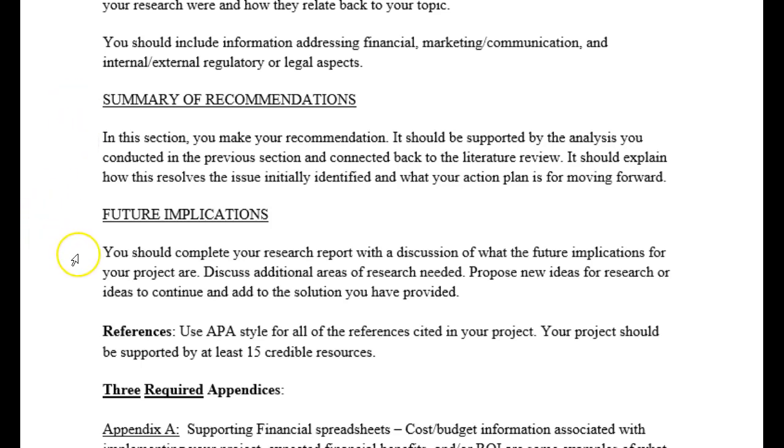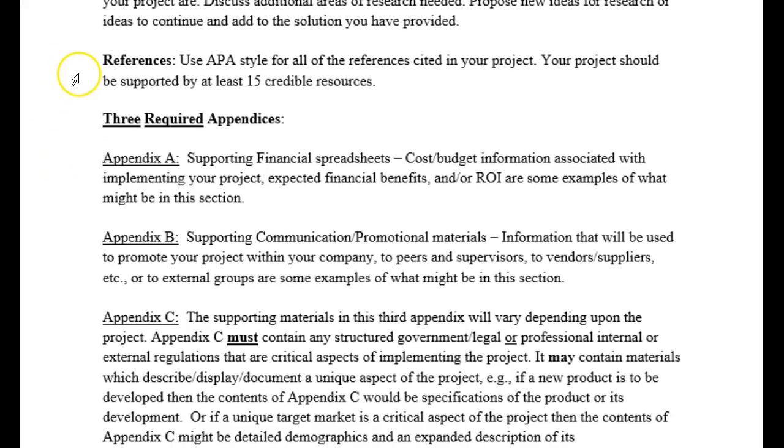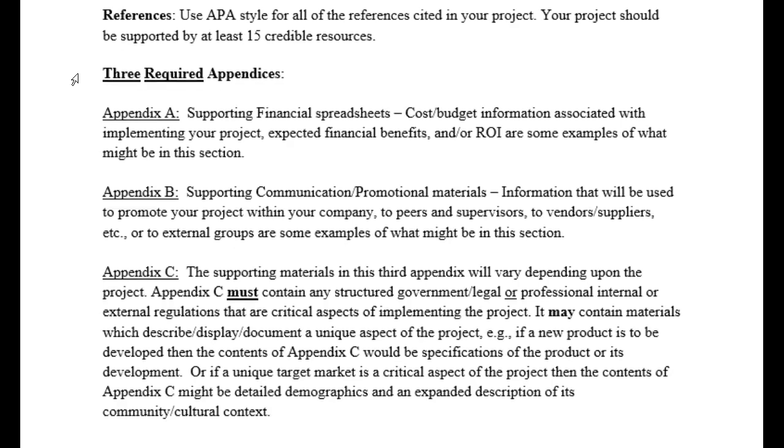You also want to include a future implications section. You know, what more do you need to do in terms of researching this project? What are some new ideas to see that could impact the project? So that's in the body of your paper. Again, be sure you use APA for all the references cited and on your reference list. It's not a works cited list. It's a reference list. It's not a resources list. It's a reference list. Hint, hint, hint.